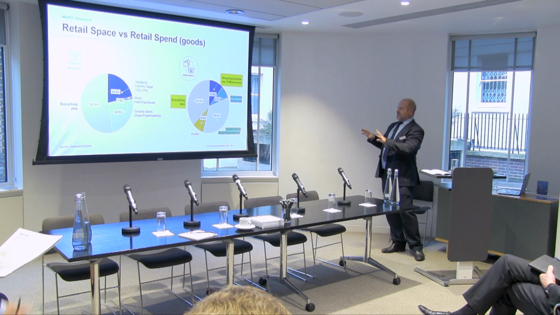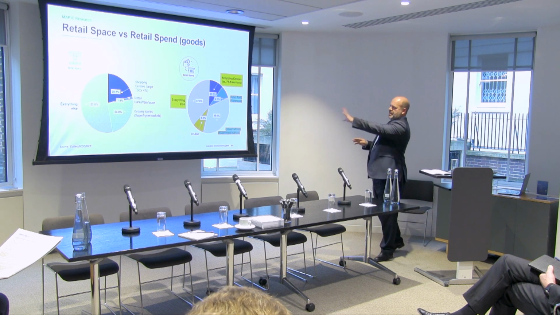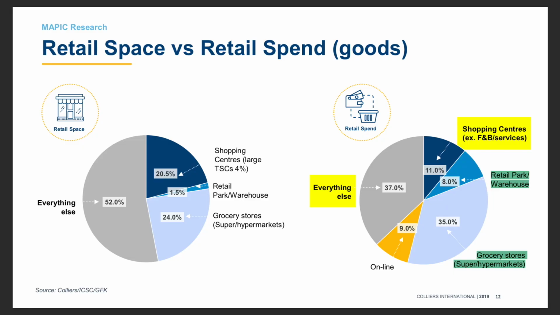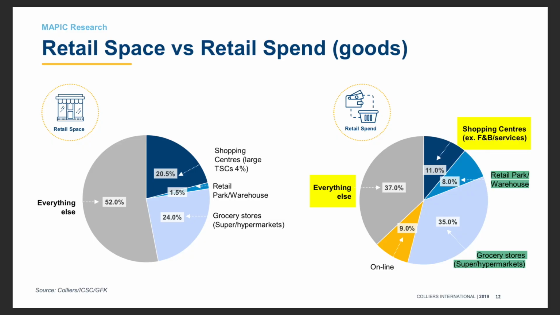I'll try to explain this one quite simply. The pie chart on the left shows the distribution of retail space across Europe. So 20% of space is in traditional shopping centres, only around 1.5% retail parks and warehouses, 24% grocery, 52% everything else, which is your high street, etc. But if you look at where retail spend happens, so that's on actual goods rather than services, only 11% happens in shopping centres, only 37% happens in the high street and everything else.